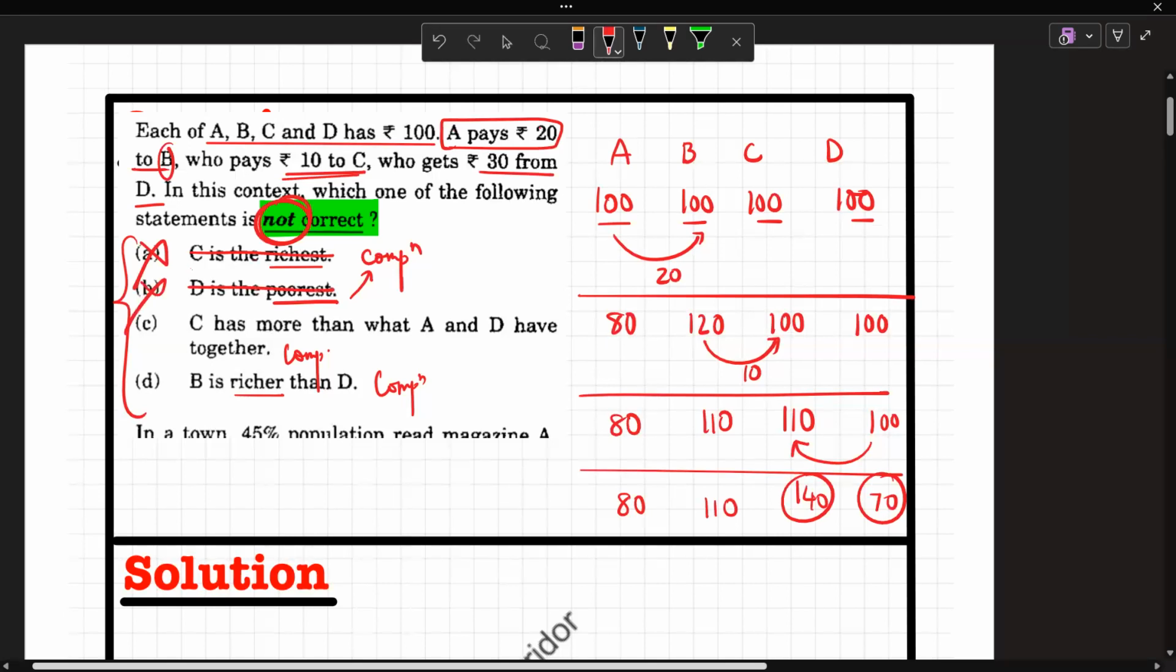Cancelled. C has more than what A and D have together. Now what is the value of A plus D together? A plus D together is 150. C's value is 140. The statement says C has more than what A and D have together. C got 140, A and D got 150. How is C more than what A and D have got together? No, this is an incorrect statement. So C will be the correct answer because the question says which of the following statements is incorrect. Basic fundamental, stick to your basics.